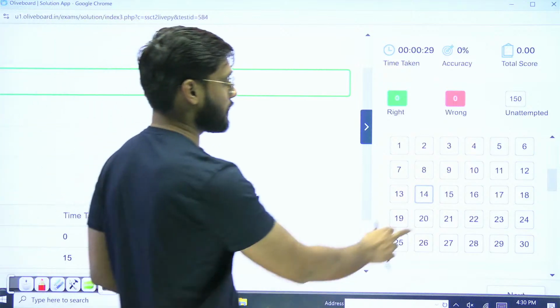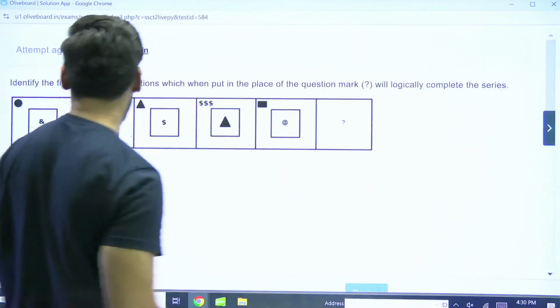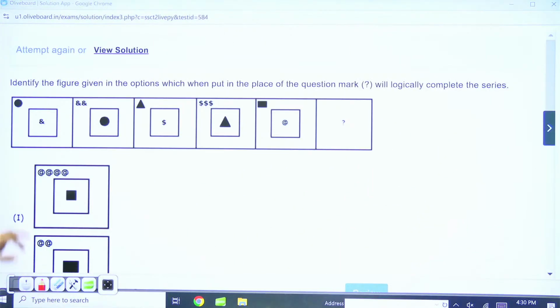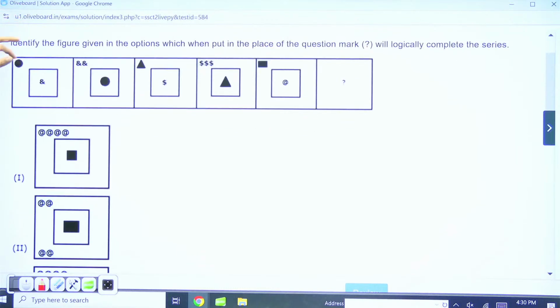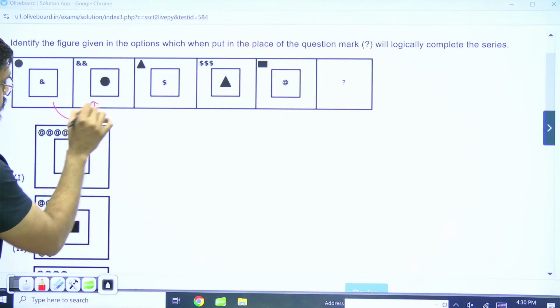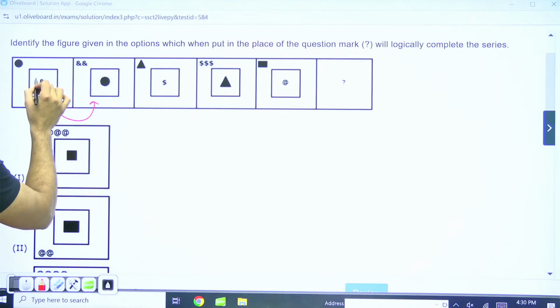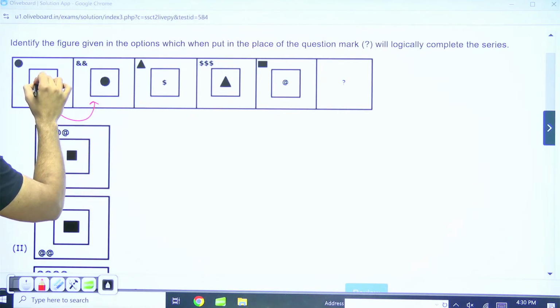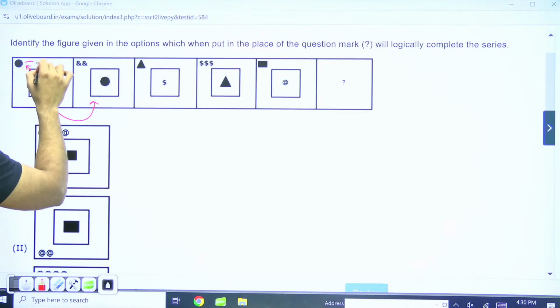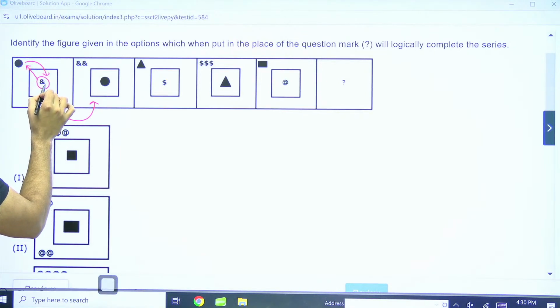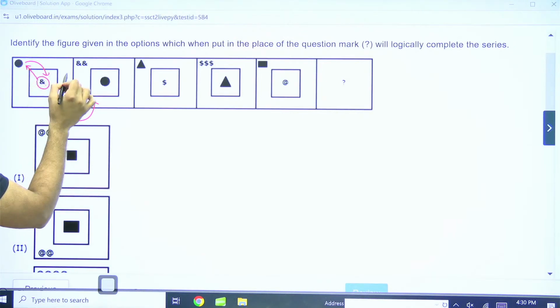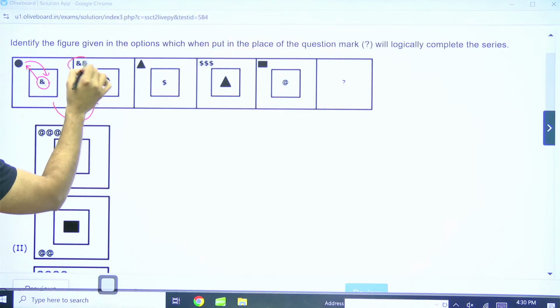Next, 15th question. 15th question is from the series. Okay. Now let's see what should be the right answer for this one. This image is related to this one, and the middle element of the square shifted to this side and this shifted to this side. But when it goes outside, it will double. It will double like this.